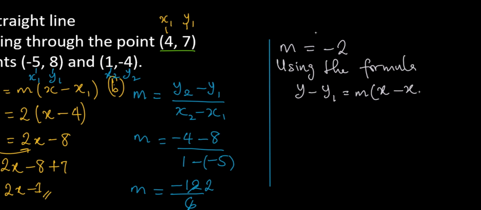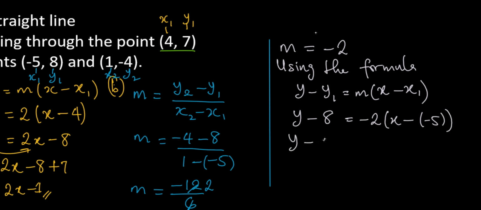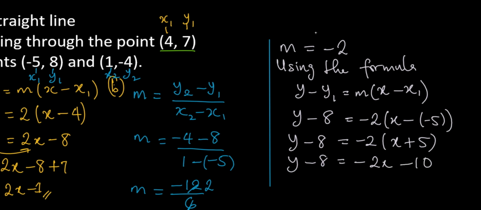Then we will now use the formula that we already know. This one will be y minus y1. y1 is 8, is equal to the slope, minus 2, into bracket x minus x1. Now x1 is minus 5. So you now have y minus 8 is equal to minus 2 into bracket x plus 5. We have y minus 8 is equal to minus 2x minus 10.